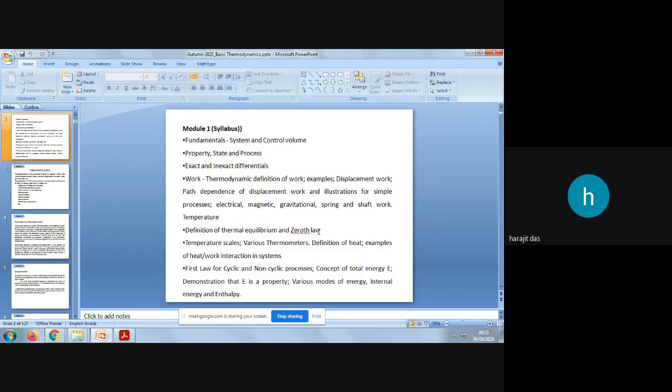So what does the zeroth law of thermodynamics mean? Suppose there are two bodies A and B. They have different properties, which I have taken as XA, YA, XB, YB, because two parameters are needed to fix the property for a particular system. I told you about the Gibbs phase rule. From that phase rule, we have found the number of independent parameters required to define the state. So XA, YA are the properties of system A.